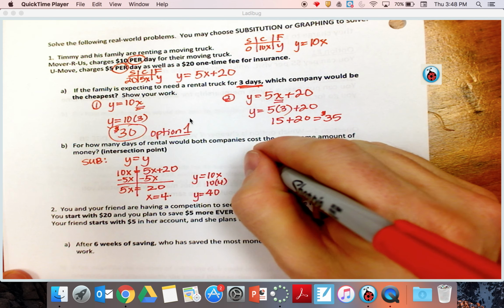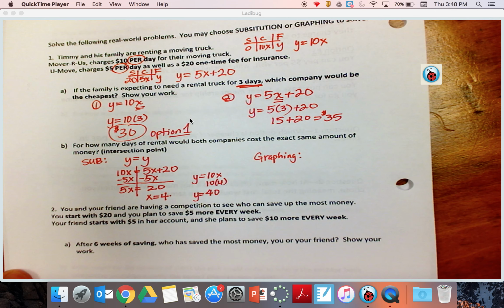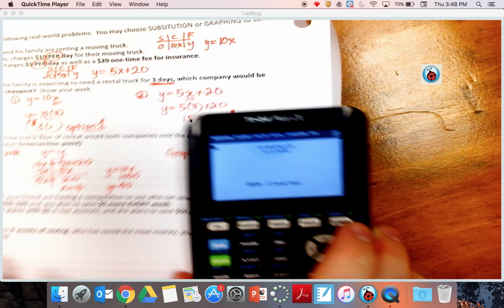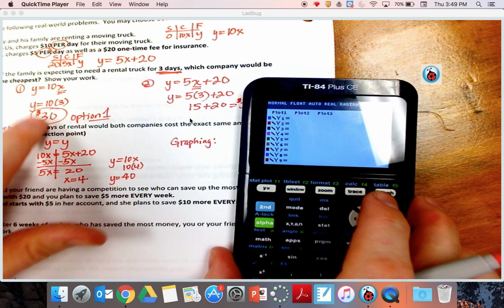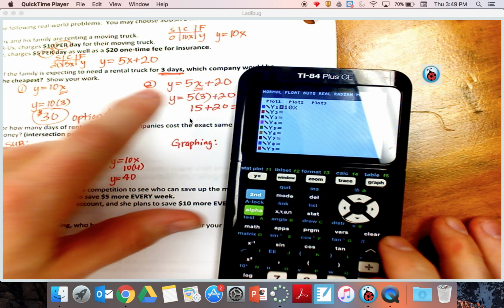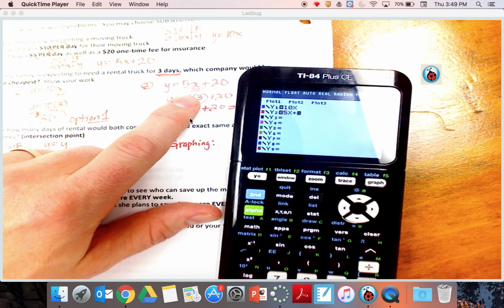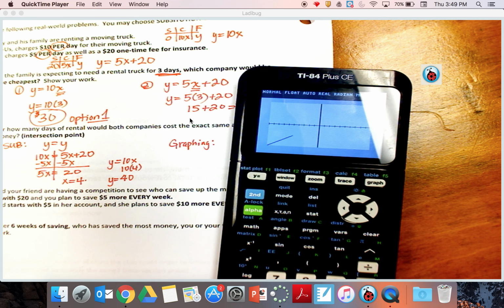What if you wanted to do the graphing? Well, if I wanted to do the graphing way, I just take my calculator here and put in my two equations, which were 10x, and my second one, 5x plus 20. Zoom 0. There's my first line. Here comes my second one.